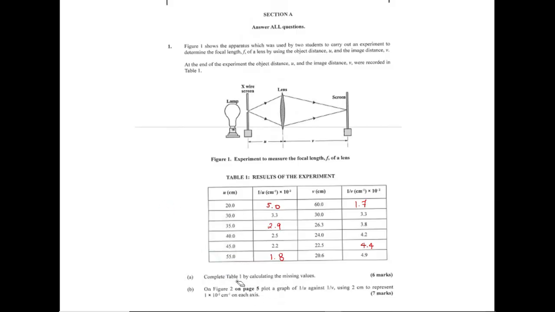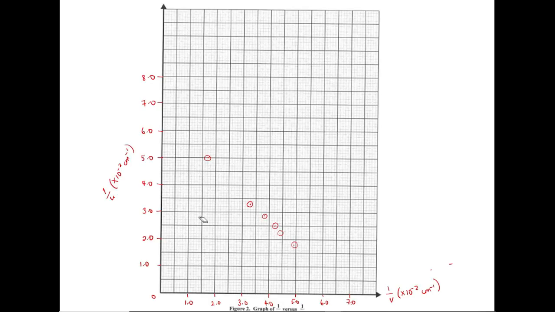It says complete table 1 by calculating the missing values. That should give you 6 points. And it says on figure 2 on page 5, plot a graph of 1 over u against 1 over v using 2 centimeters to represent 1 times 10 to the negative 2 per centimeter on each axis. Okay, so we could do that. Now, I already plotted, and I'm going to show you what I did.